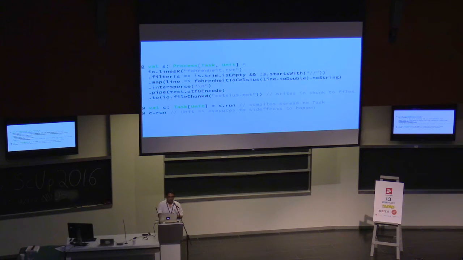So the value S there is just a description of the stream. In order to run it, you need to call run. That actually compiles this whole stream to a task, the task construct that we have seen earlier. And then if we run that task, it's running this whole thing and creating that Celsius.txt file for you. Another important thing to note here is that a stream is represented by Process, which is basically how a Scala stream is represented. And we'll be focusing on what Process is in the next slides.